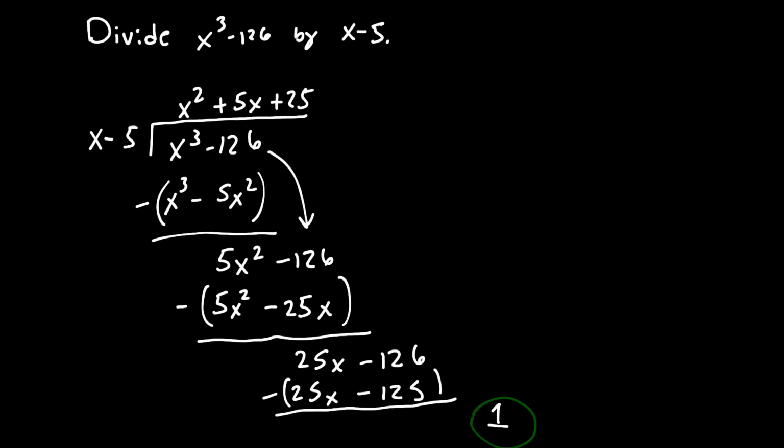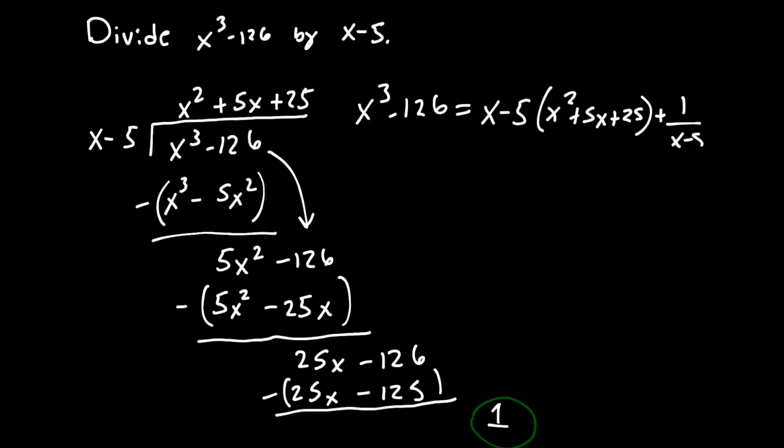Therefore, we can rewrite our x cubed minus 126 to be the following. This is going to be equal to x minus 5 times x squared plus 5x plus 25, plus 1 divided by x minus 5. And here, this is our quotient. This term here is the remainder. And our x minus 5, the divisor.